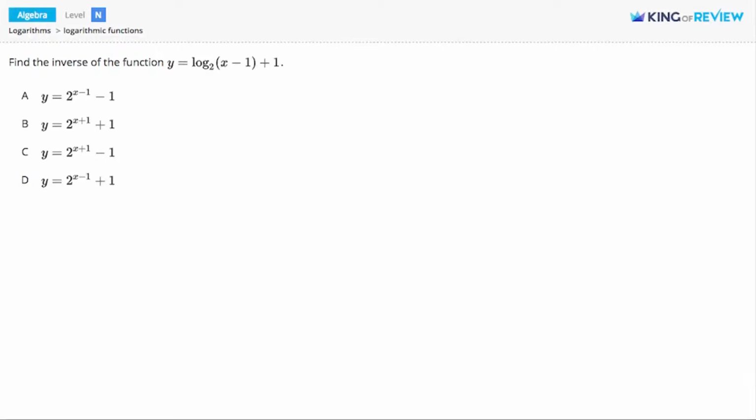So here we need to find an inverse function, a function that does the opposite math of this function, y equals log base 2 of x minus 1, plus 1. The easiest way to find an inverse function is to switch x and y. So I'm just rewriting this equation with x in place of y and y in place of x.